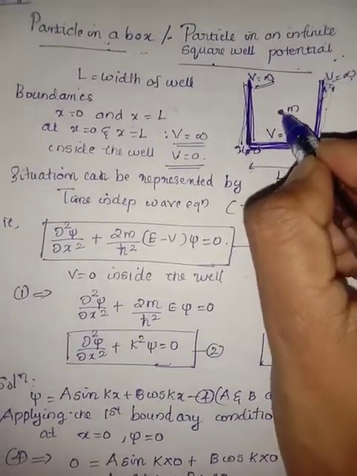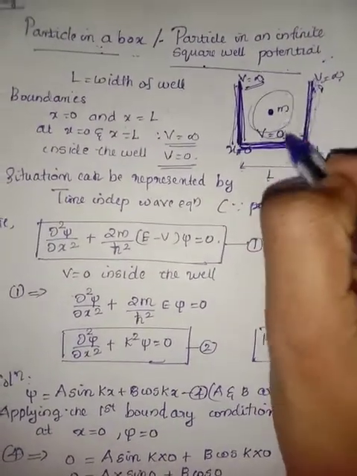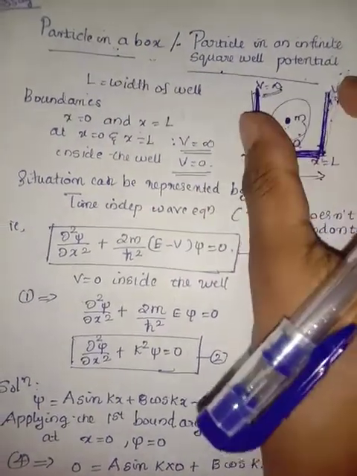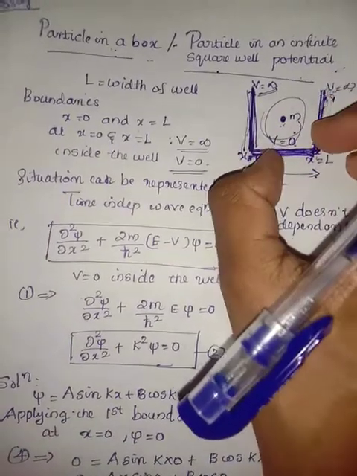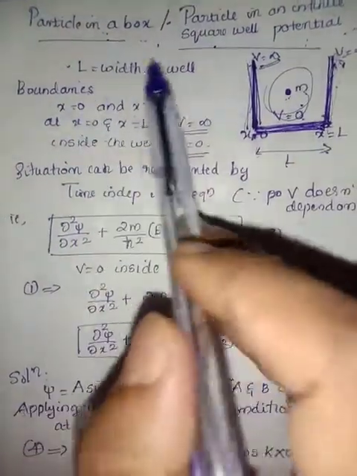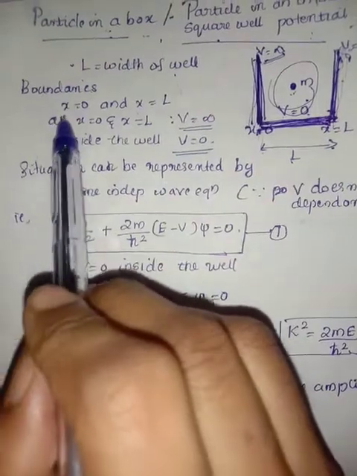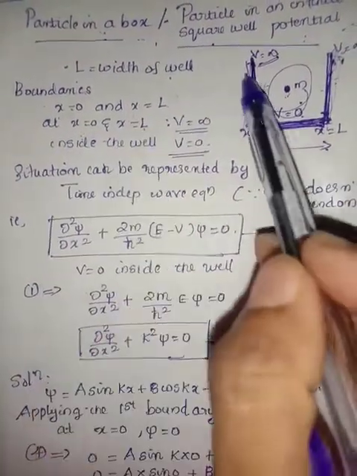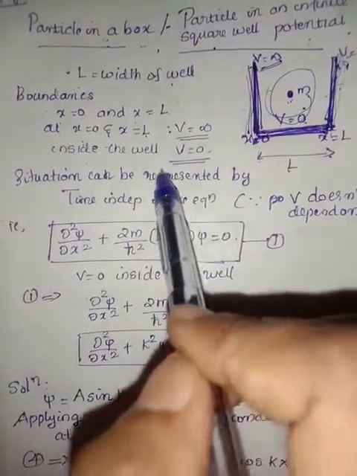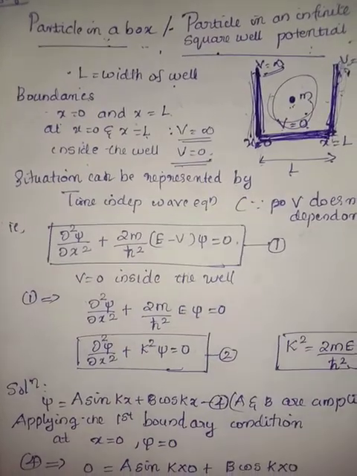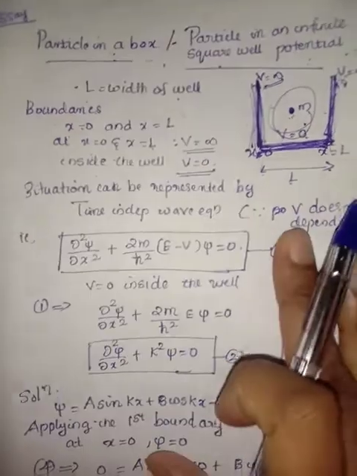Now we are considering a particle of mass m which is trapped inside this potential well. It cannot escape from the well since the two boundaries have infinite height. Such a system is known as a particle in a box or a particle in an infinite square well potential. L is the width of the well. The boundaries are x equal to 0 and x equal to L, where potential V is infinity, and inside the well the potential V is equal to 0. These are the main points that we have to remember while writing this essay.